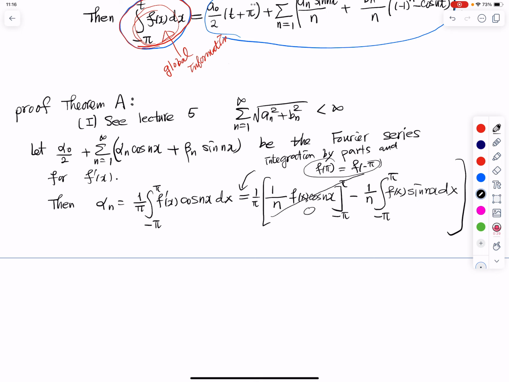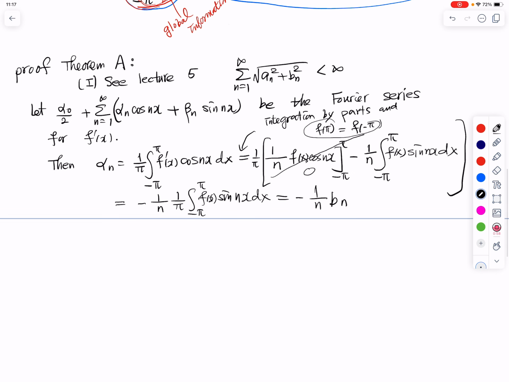So that would be minus 1 over n, 1 over pi, integral from minus pi to pi, f of x sine nx dx. So this is actually 1 over n times b_n, where b_n is the Fourier coefficient for f of x. Okay, so this is the one you need to remember.